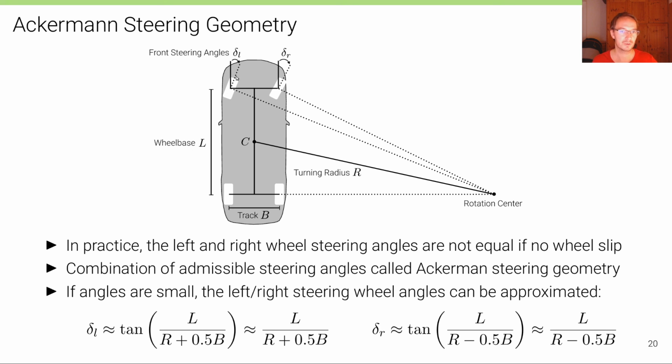If the angles are small, then the left and right steering wheel angles can be approximately computed as follows. Delta L is simply the tangent of L divided by R plus 0.5 times the so-called track B, which is the distance between the two rear wheels. And delta R is the tangent of L over R minus 0.5 times B, which can in turn be, for small angles, approximately L over R minus 0.5 B.